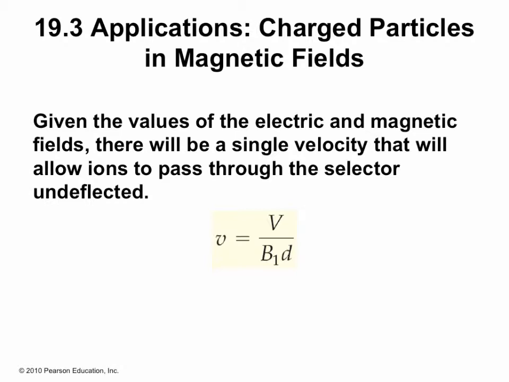Charged particles and magnetic fields can also be used to determine velocities based on this particular formula. So the given values of the electric and magnetic fields can be plugged in here, and there will be a single velocity that will allow ions to pass through the selector undeflected. So there is a speed at which the deflection doesn't have a lot of impact on it. And that will be the formula here. Remember that B is always equal to the magnetic field, d is distance, and v is the velocity.